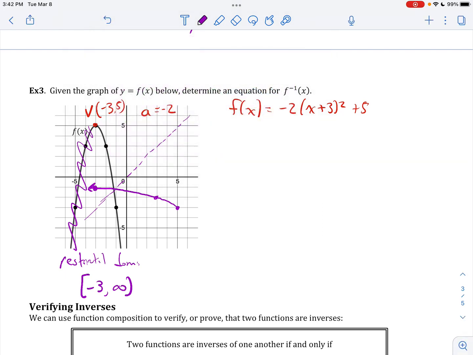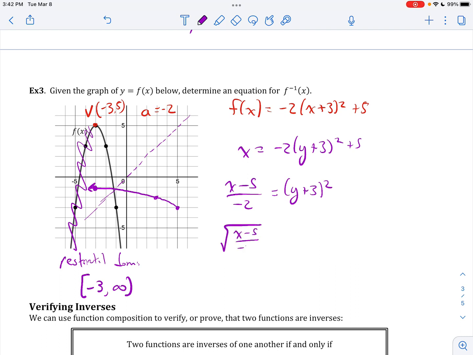Determine the inverse. We're going to get x equals negative 2 times y plus 3 squared plus 5. X minus 5 divided by negative 2 equals y plus 3 squared. Take the square root. I'll do it this way. Negative 3 minus, plus this big, huge square root of x minus 5 over negative 2. You might be looking at this going, wow, that's a lot of negatives under that square root.